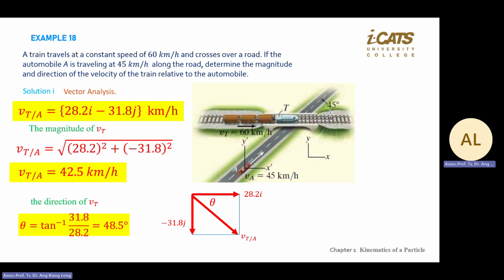Okay, I repeat. The first step is to read the question, understand the question. What actually question asks you to solve? So here is train relative to automobile or train relative to car. So VT slash A or VT slash car. Once from there equal, convert the slash into negative. Then from the question, you convert everything into ijk. Then you solve vector problem. Okay, I show you. This is solution 1. Solution 2, I don't do, but I just show you the analysis.